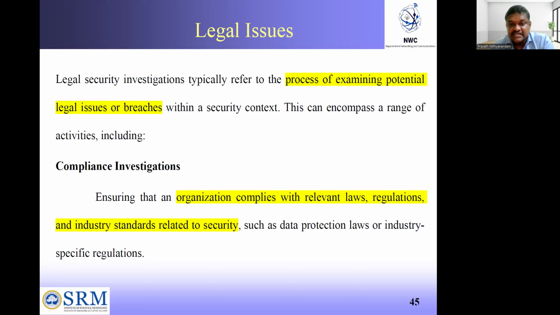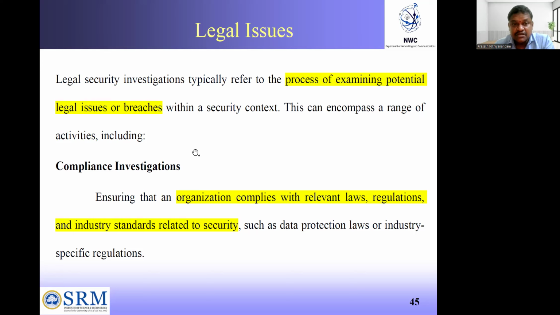Some of the main types of legal security investigation include compliance investigation. These are conducted to ensure that an organization complies with the relevant laws, regulations, and industry standards related to security. For example, an organization may need to demonstrate compliance with data protection laws such as the General Data Protection Regulation, which we call GDPR, or industry specific regulations like HIPAA for healthcare or PCI DSS for payment card data.